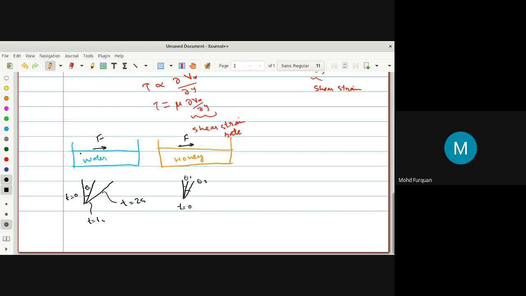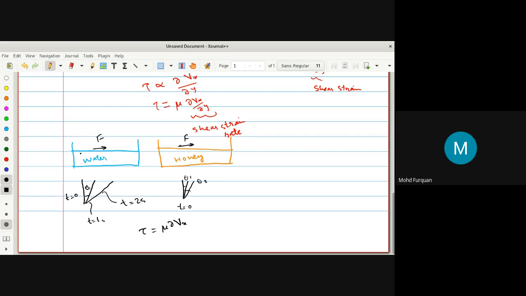So what you are seeing is, if you wait enough, both will deform to a large value. Even for honey you can get any value of theta if you wait long enough, but the difference is that honey needs more time for the same deformation, while water needs less time. So the rate of change of strain for honey is smaller and for water it is more. Why? Because, as I said, tau is equal to mu del Vx.